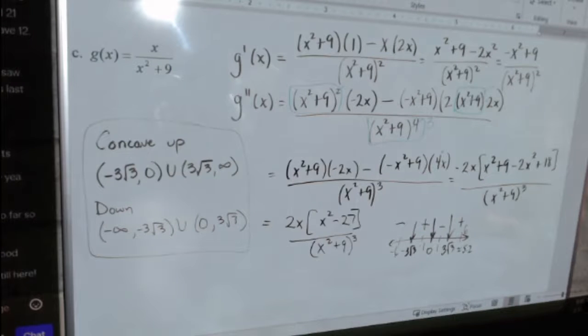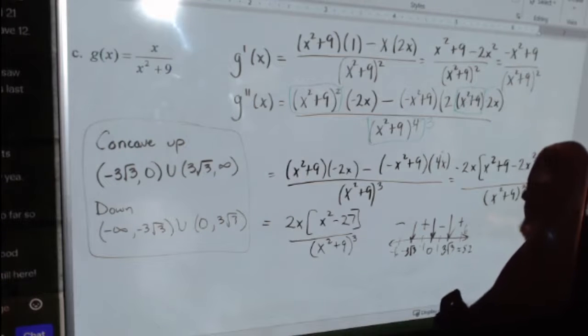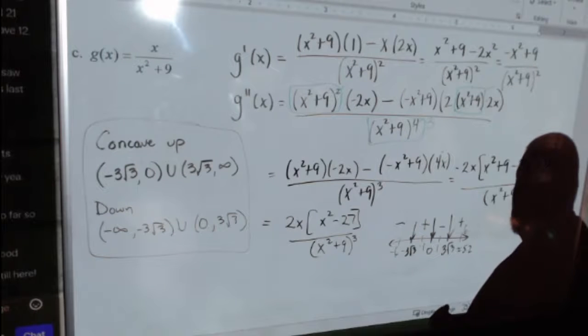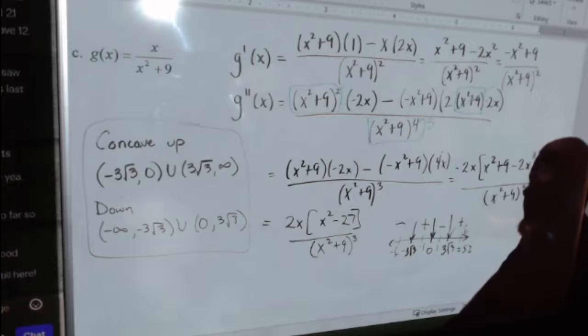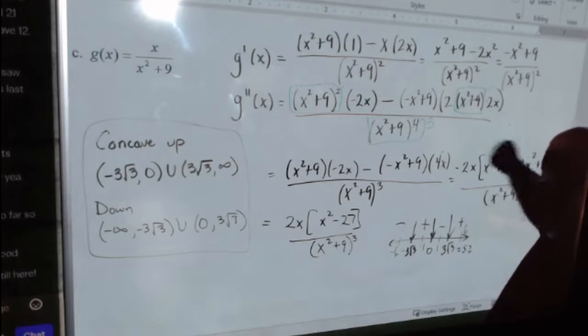So these problems are heavy in that you've got to be able to take a derivative quickly and easily. Then you've got to be able to clean it up with algebra. And then it's some basic arithmetic after that, plugging in numbers, seeing what the signs are, and just defining it to be concave up or concave down depending on that sign.